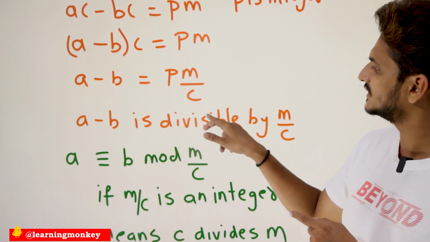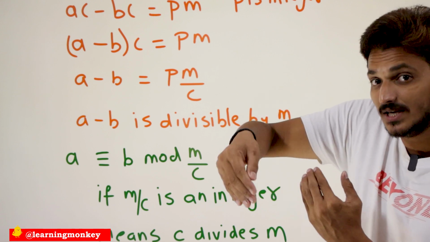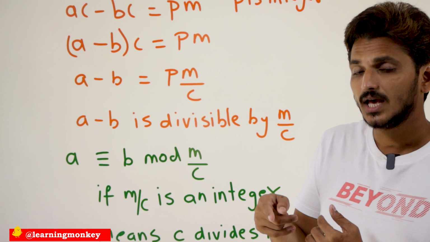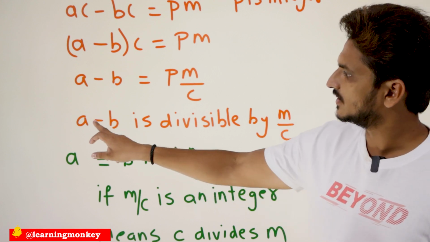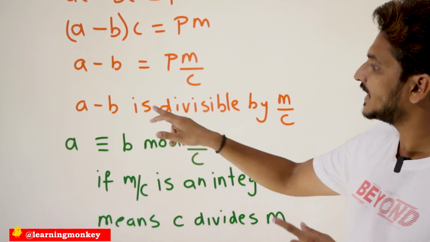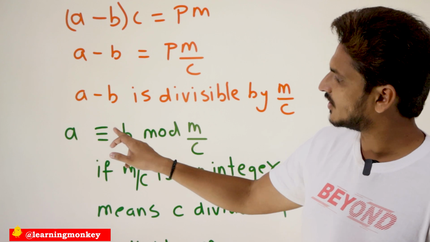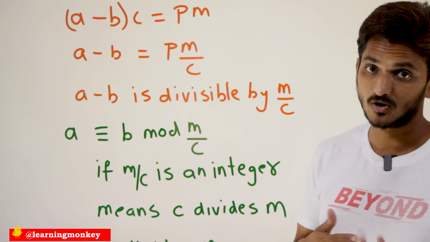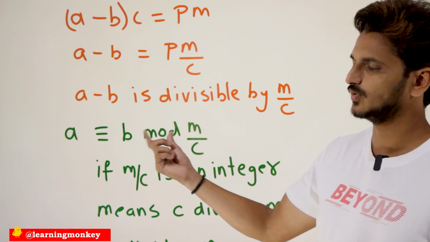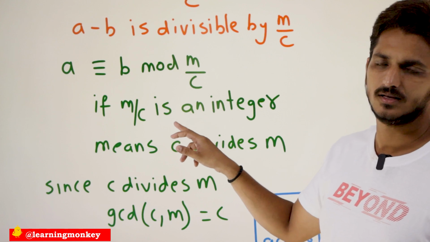P is just an integer value. A minus B is divisible by M by C, that is, M by C multiplied by some integer gives you A minus B. So from this we can write that A minus B is divisible by M by C. This can be written as A congruent to B modulus M by C. Just a congruence formula. If this happens, we can write it as A congruent to B mod M by C.